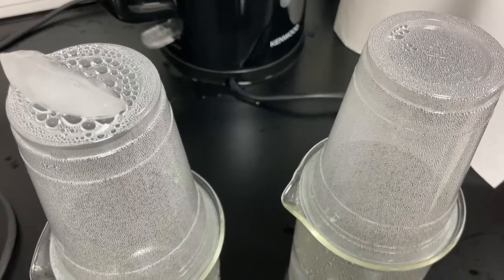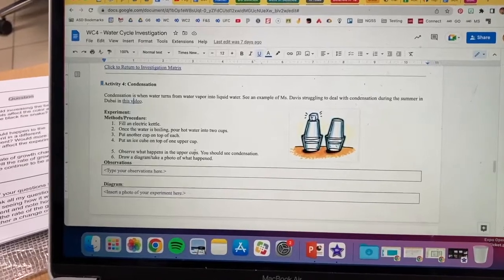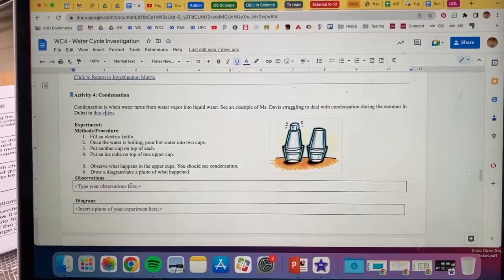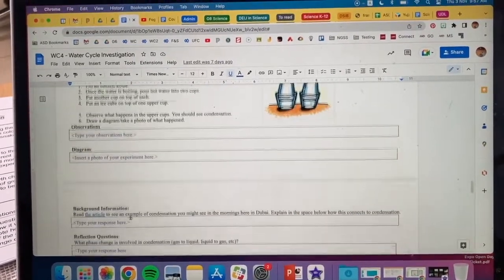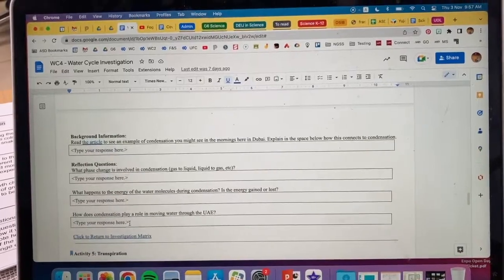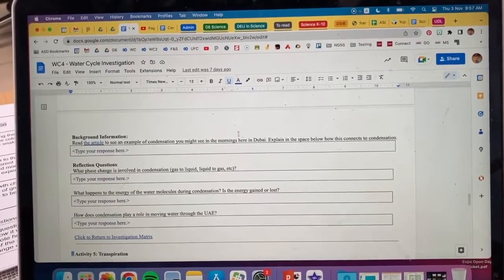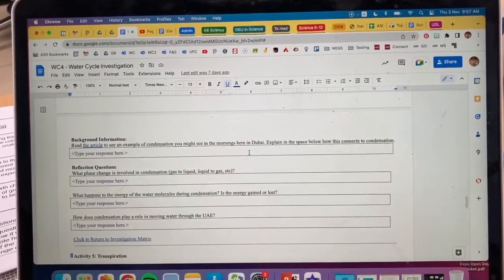All right, so now that you're back to here, you want to record your observations of what you saw. Focus in on the condensation. What did it look like? And then you can take a photo of the experiment from the video here. And then as you can see, there's a background article to read to see an example of condensation you might see in the mornings here in Dubai. So it's about fog. And you're going to explain how this connects to condensation.